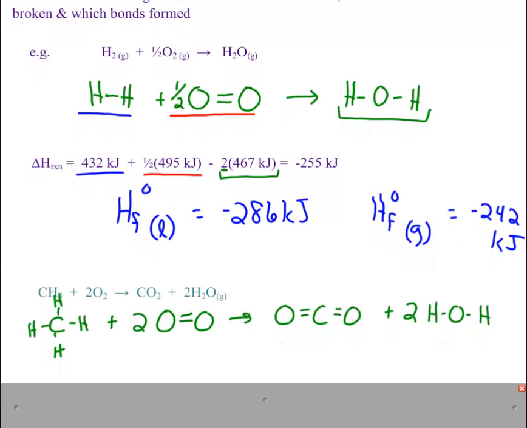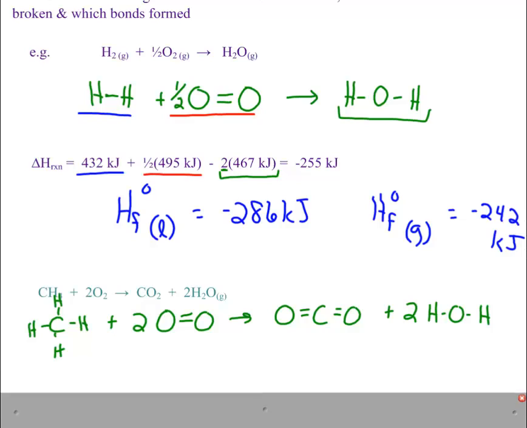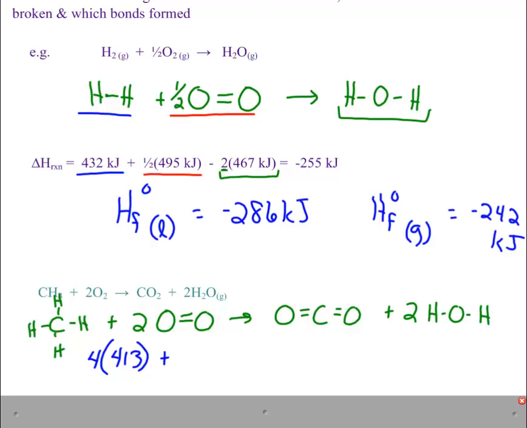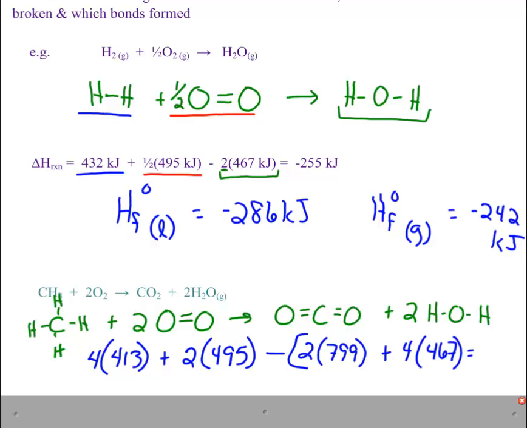Now I'm going to put the values in so that I can get the heat of reaction approximated by the heats of formation. And so the numbers are going to look like this. 4, because there are 4 hydrogen-carbon bonds, and a hydrogen-carbon bond is 413 kilojoules. I have 2 oxygen-oxygen double bonds, and then I'm going to subtract the bonds broken. I have 2 carbon-oxygen double bonds, and 2 times 2 or 4 hydrogen-oxygen bonds. And what I get is negative 824 kilojoules.